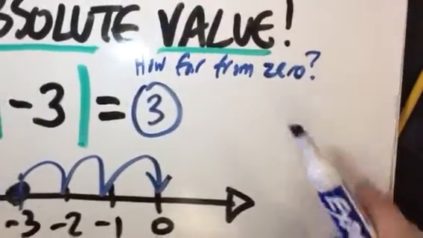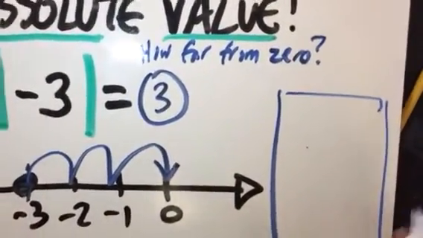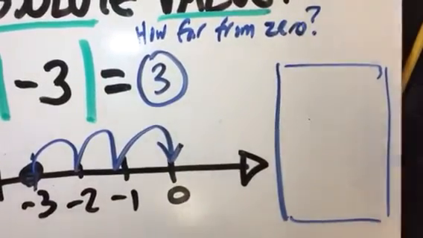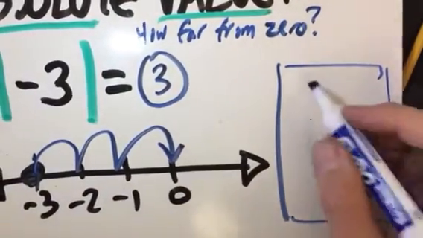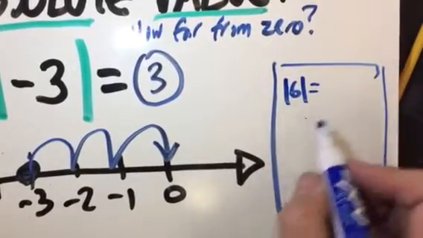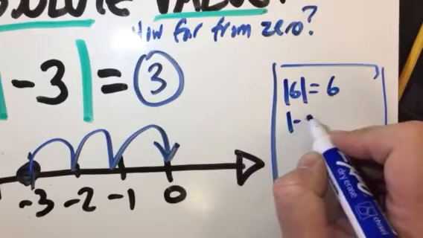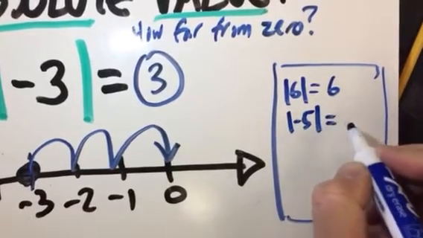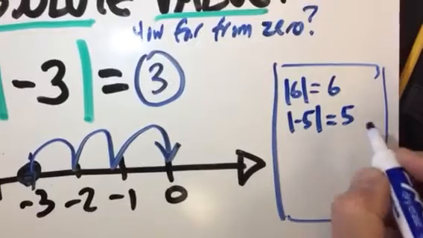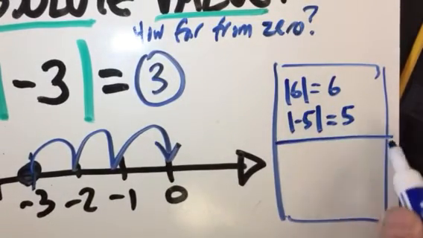So that's level 1. It gets a little more tricky. I'll do a couple more in here for you. And let's see. How about the absolute value of 6? It's 6 places from 0. Absolute value of -5. That's 5 places from 0. So you can see all of our absolute values are so far positive.